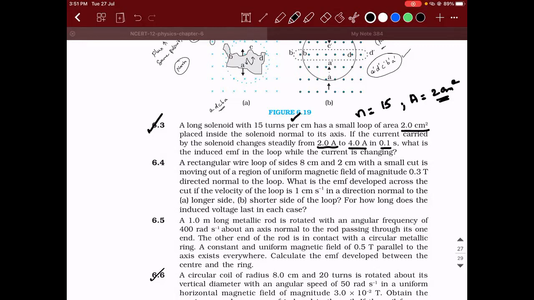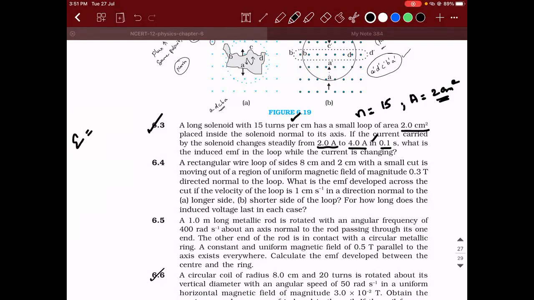We have to use the average formula, right, sir? Yes, because the current changes from 2 ampere to 4 ampere in 0.1 seconds. So it is a measurable amount of time, in itself, like between only, in 0.1 seconds.